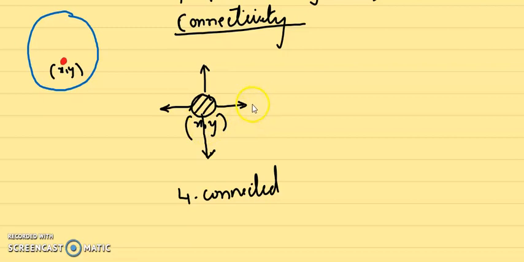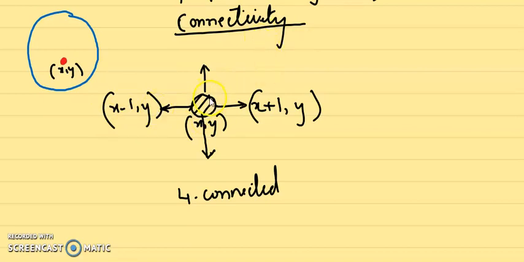So what will the value of this pixel be? X plus 1, y, because the y value is going to remain the same. What is the value for this pixel? I'm going from the current pixel to the left, so it is x minus 1, y.